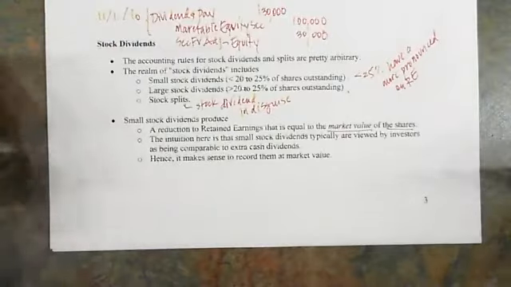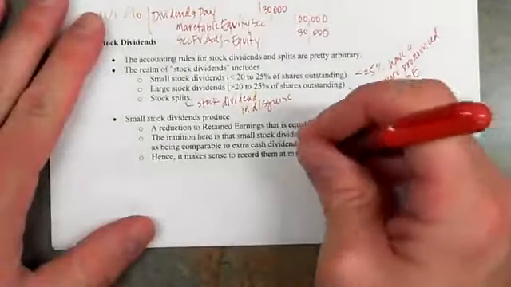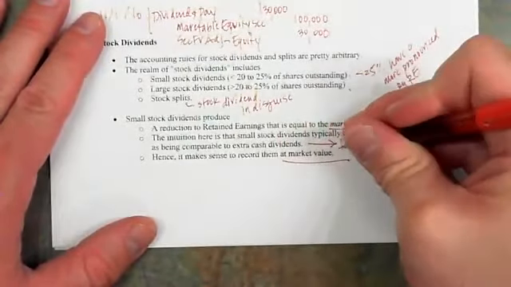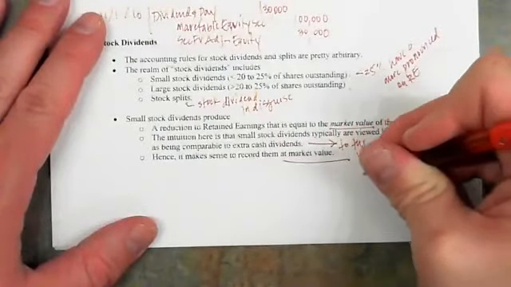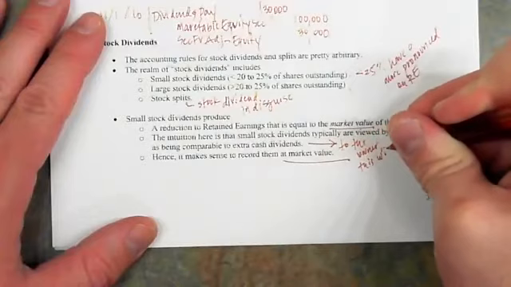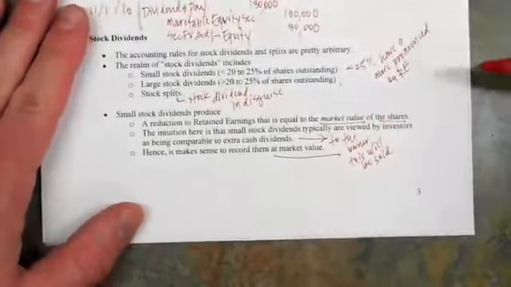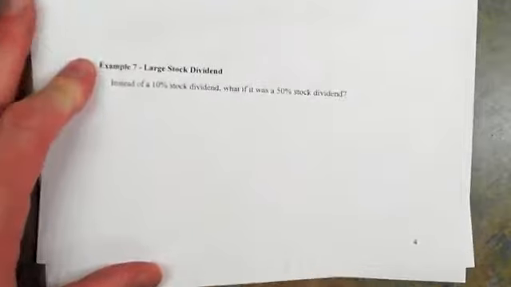So they're going to take those extra shares and then cash them in. That's why the idea is to record them at market value, because to the owner, this will be sold, most likely on the market, to get some cash. So when we record that dividend, we record it at the market value.